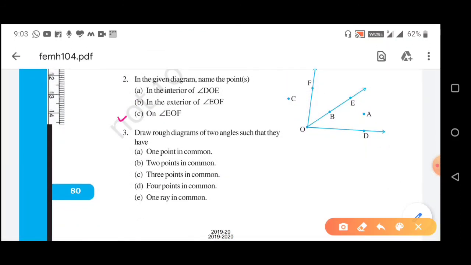Question C, on EOF. On EOF, the points will be what? On EOF the points will be E, B, O, F. These are 4 points on angle EOF.